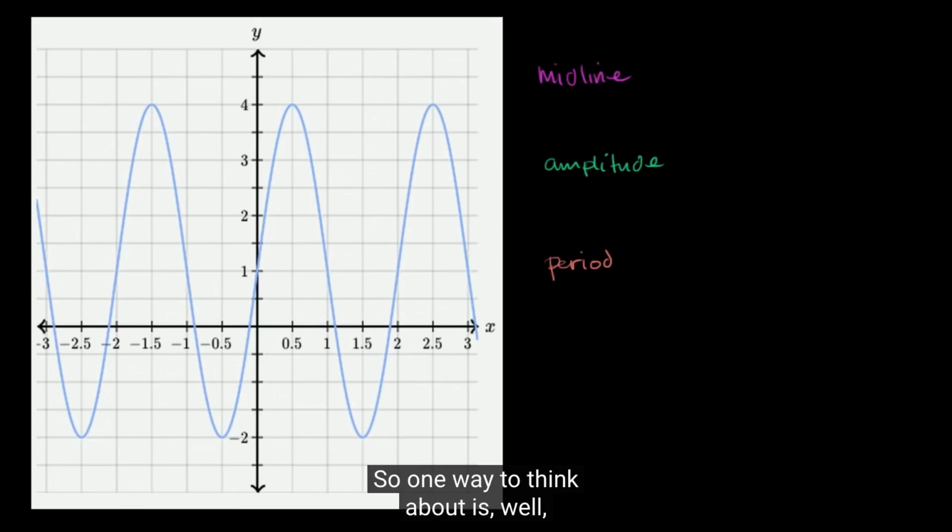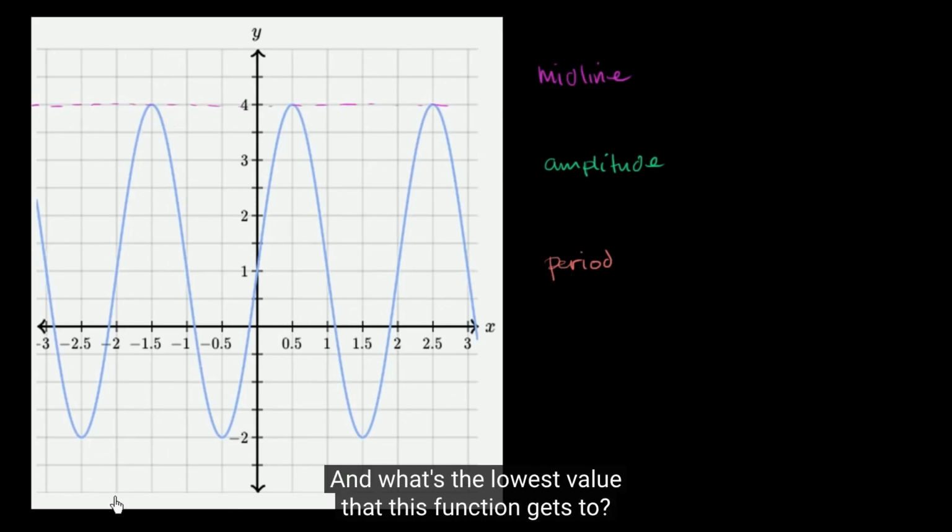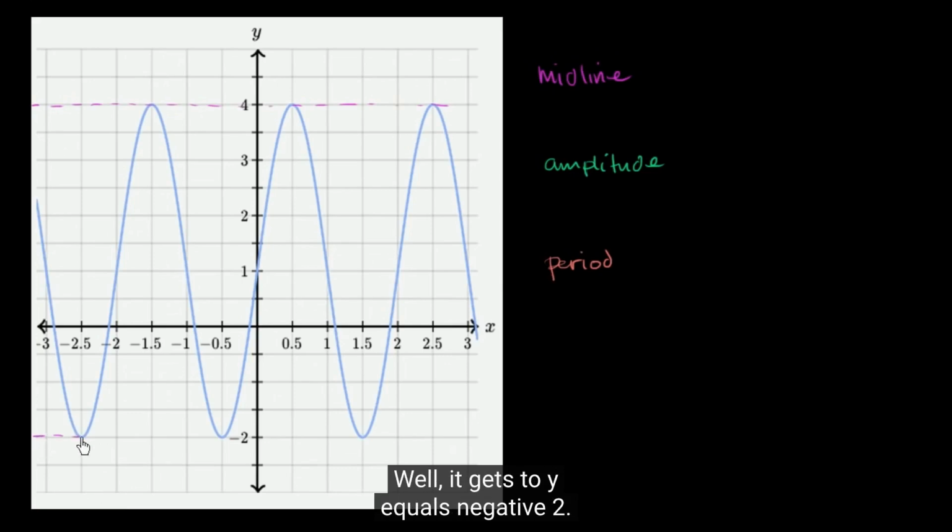One way to think about it is, how high does this function go? The highest y value we see is 4. It keeps hitting 4 on a fairly regular basis, and we'll talk about how regular that is when we talk about the period. And what's the lowest value this function gets to? It gets to y equals -2. So what's halfway between 4 and -2? You could eyeball it, or you could count, or you could just take the average of 4 and -2.